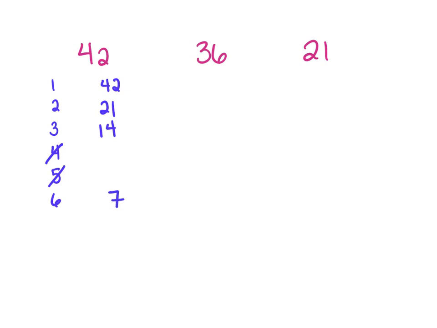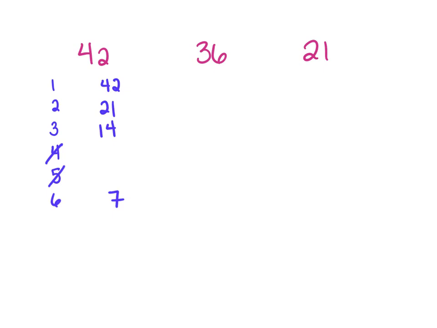Now, what happens if I continue this to 7? 42 divided by 7 is 6. So this pair right here, 6 times 7 and 7 times 6, has repeated itself. And that's how I know that I have all of my factors.